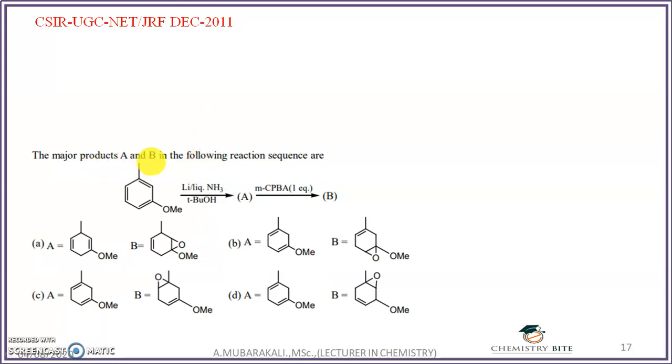The major products A and B in the following reaction are, here they had given one anisole type of compound. They are reacting with a Birch reagent to give the product A. A is further reacting with one equivalent of meta-chloroperbenzoic acid to give the product B. So what are A and B? We'll start with the anisole type of compound.